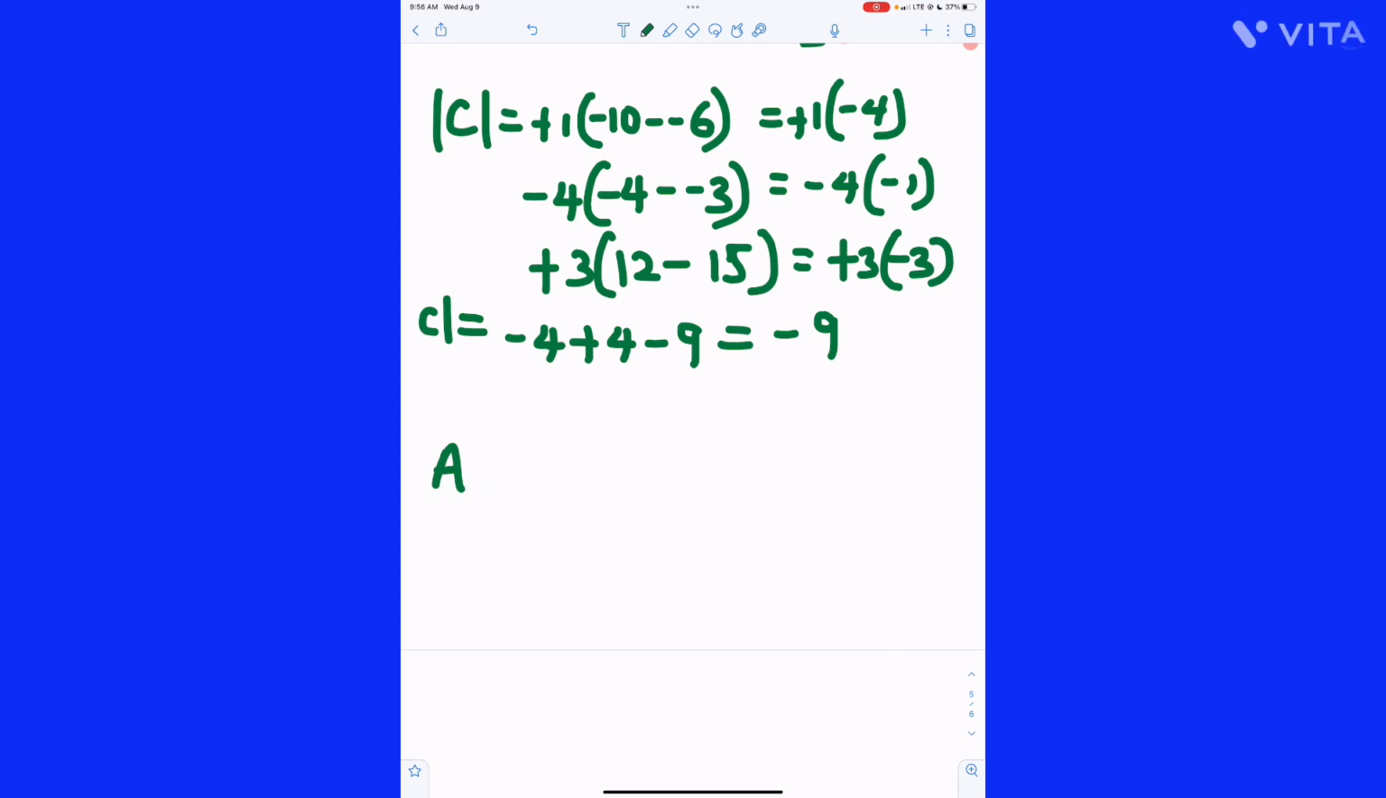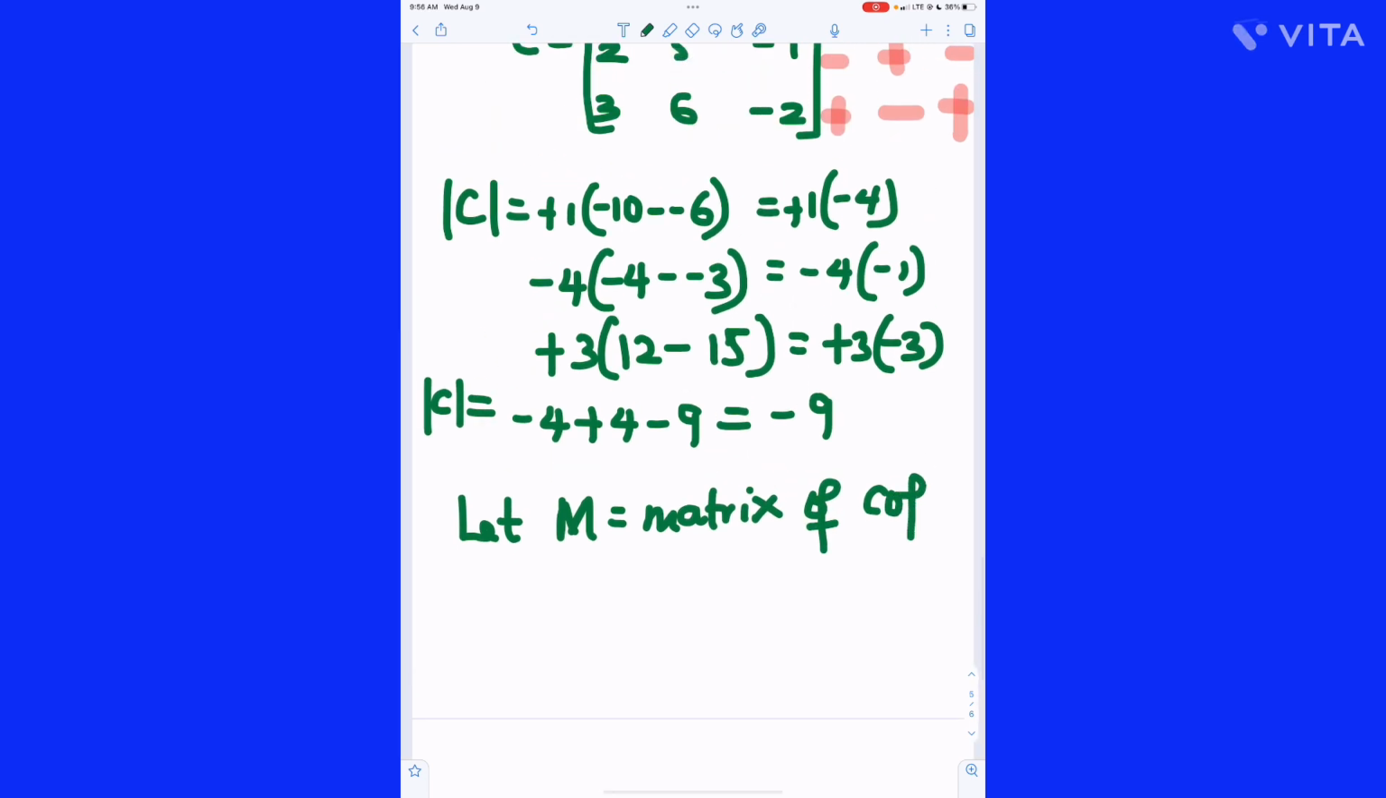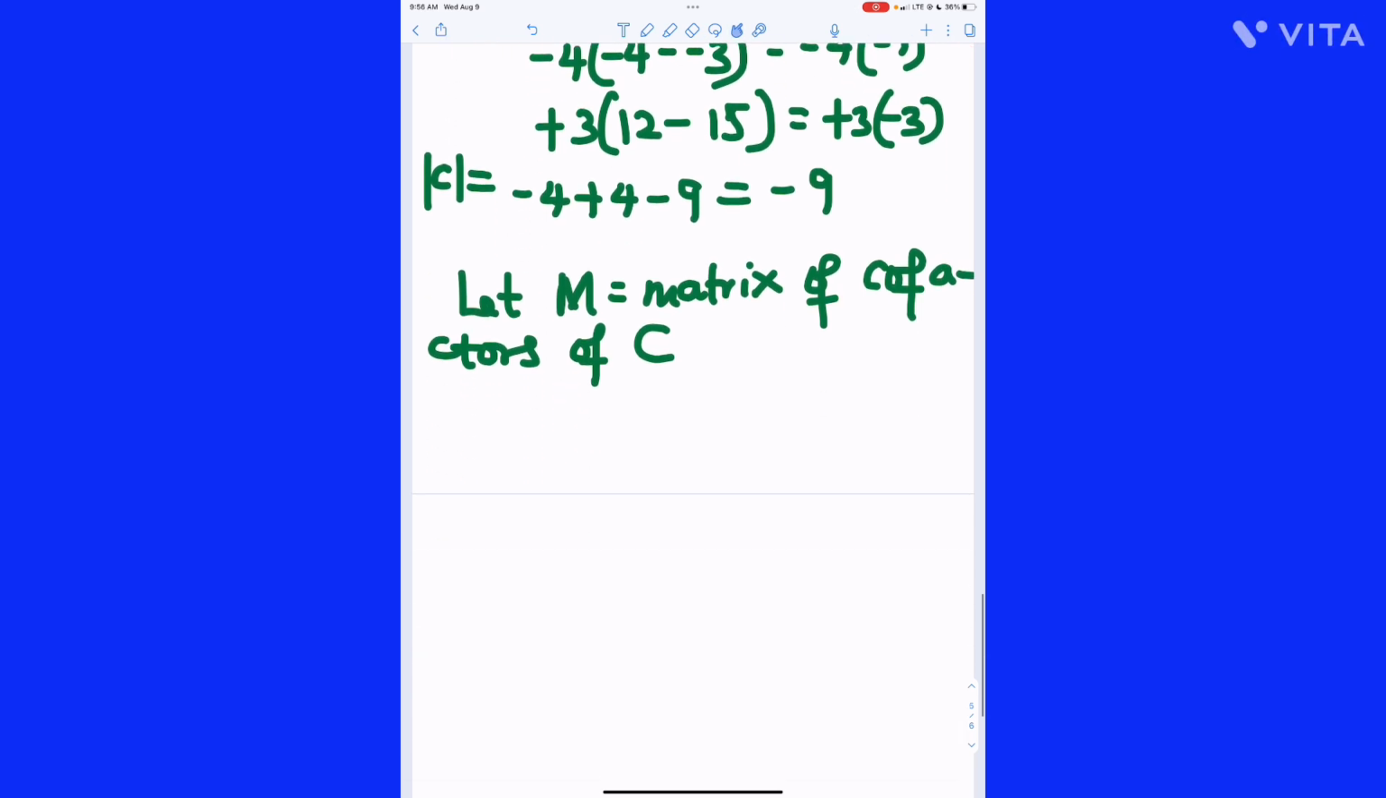So I need to find the matrix of cofactors of C. So I'll say let M equals matrix of cofactors of C. So let's go to the next page.